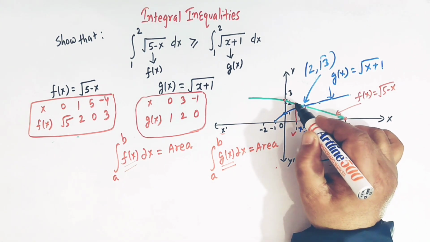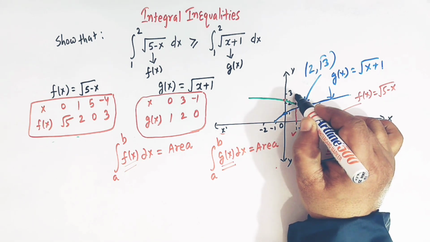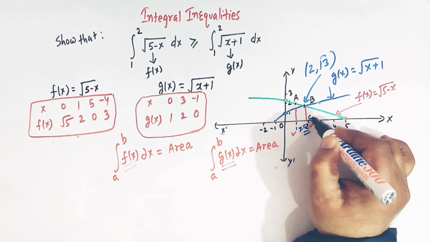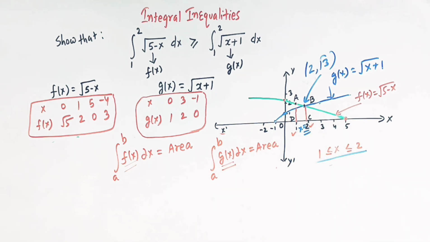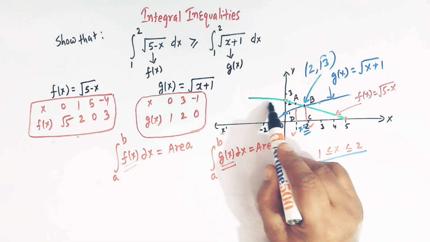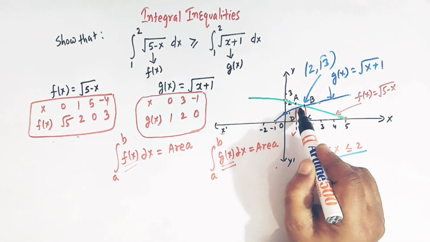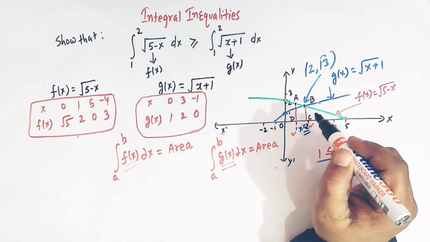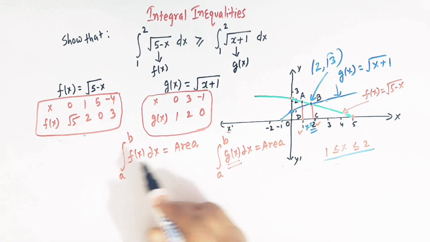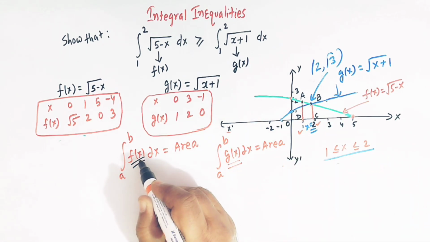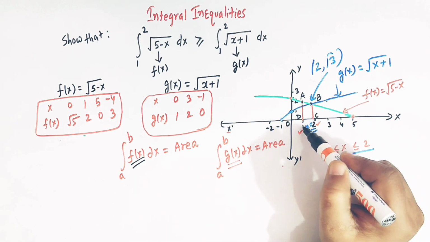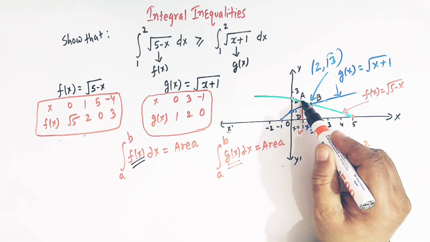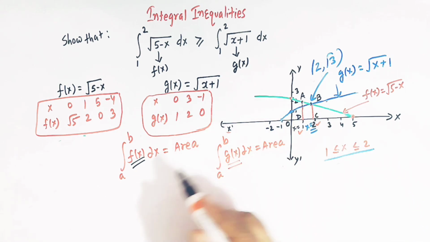So now see, here we have this point, right? Let us denote this point by A, this point by say B, this point by C, and this point by D, right? Now since the green curve lies above the blue curve, we can extend this line up to A, right? So now the area bounded by this function f of x from x is equal to 1 to x is equal to 2 is given by A, B, C, D, A, right?